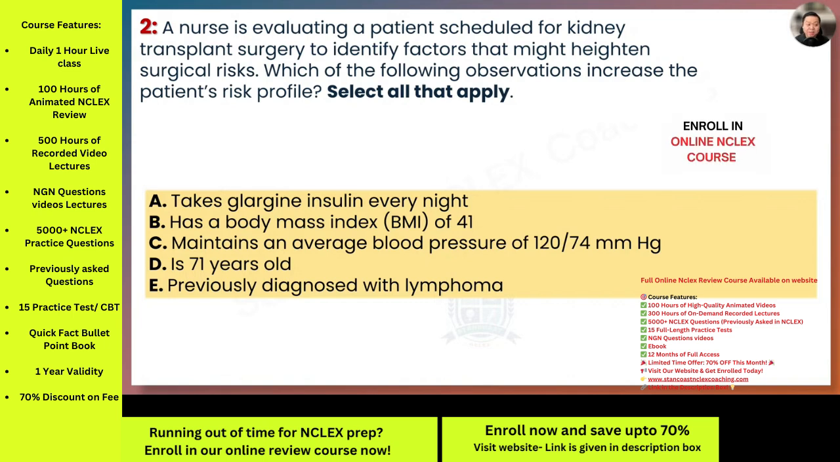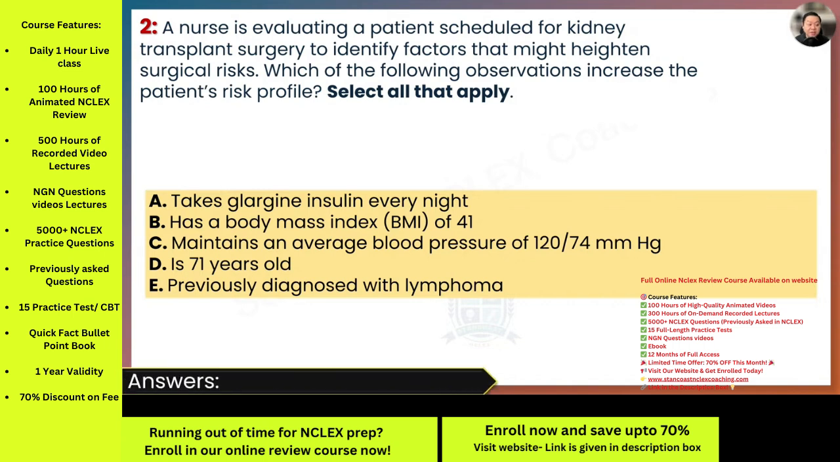Well, this question is about evaluating the factors that might increase the risk for a patient scheduled for a kidney transplant surgery. And so when considering surgical risks, we need to focus on factors like the underlying health conditions, the comorbidities, their age and other specific issues that might complicate the transplant process or their recovery. And so the answers here are the following. We have letters A, B, D, and E. Now, why is letter A correct?